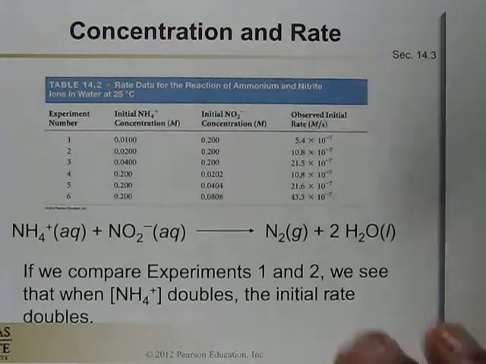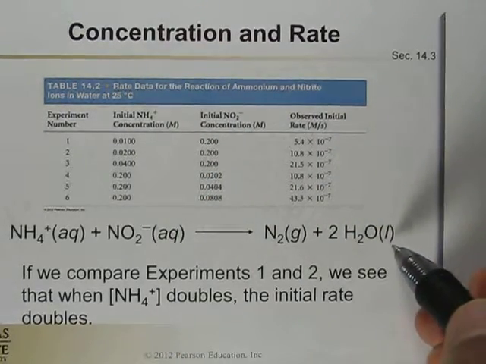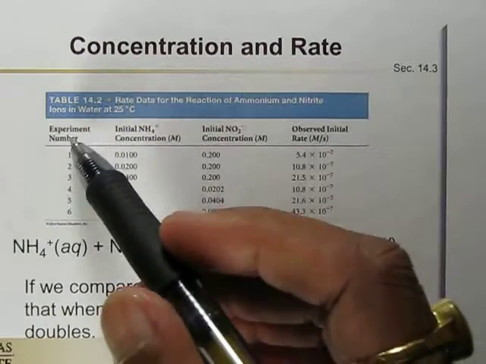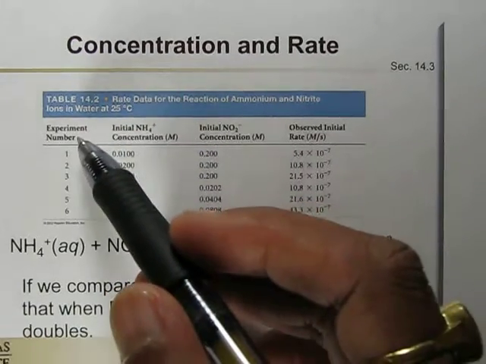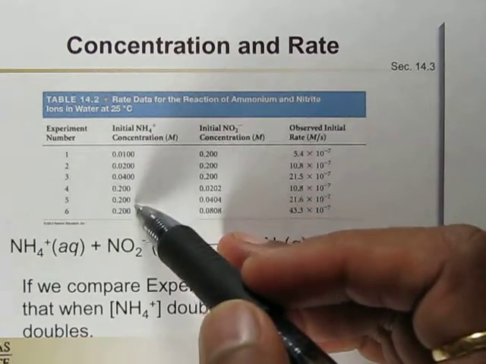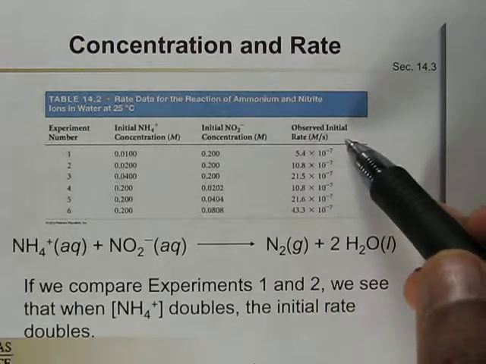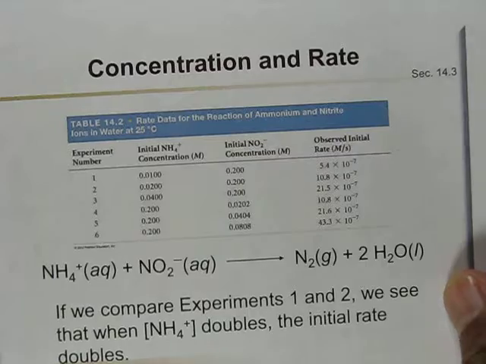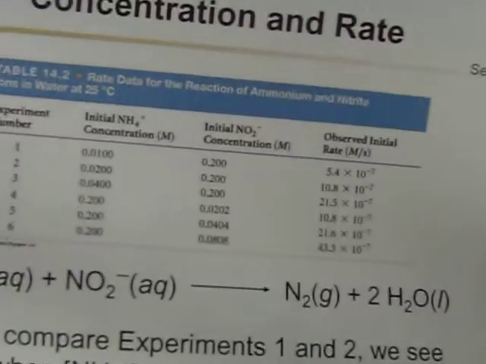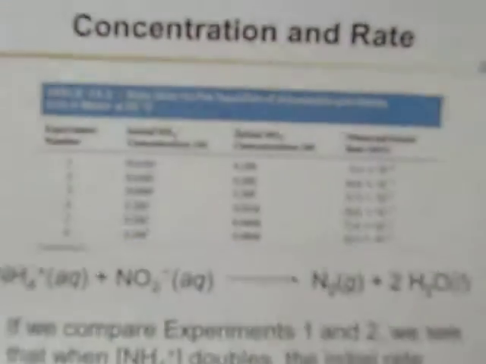in this reaction where ammonium ion is reacting with nitrate ion and producing nitrogen gas and two water molecules. So this reaction was carried out 6 times. You can see in this table, experiment number 1, 2, 3, 4, 5, 6, the initial concentration of ammonium ion, the initial concentration of nitrate ion, and then this is the observed initial rate of the reaction. So these are the raw data of a reaction of ammonium and nitrate ion in water.